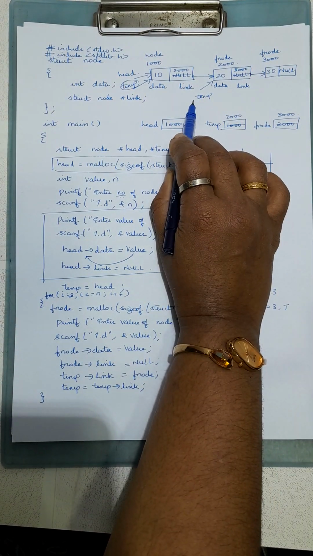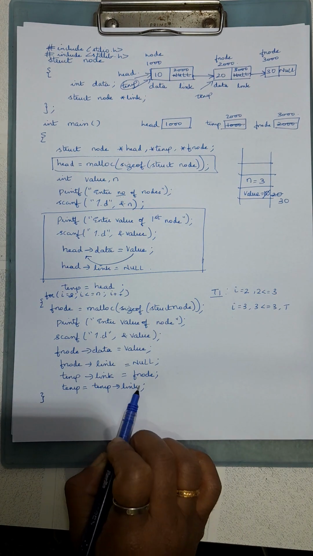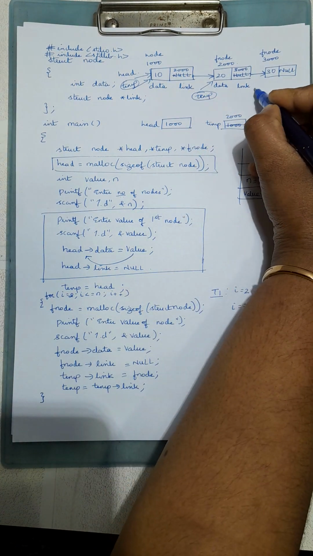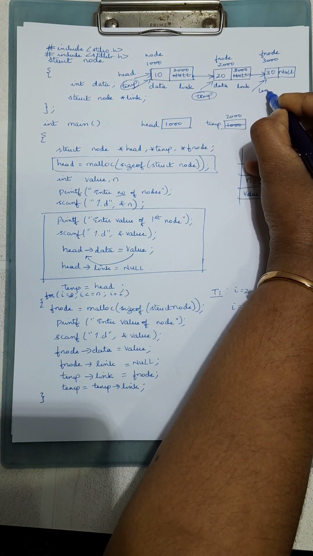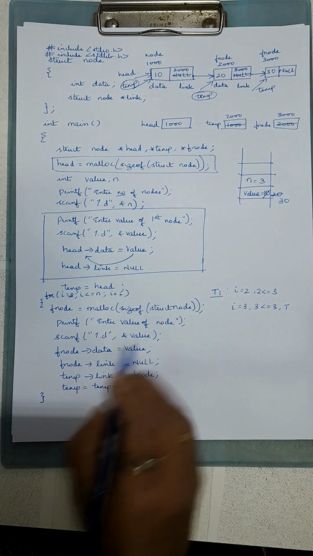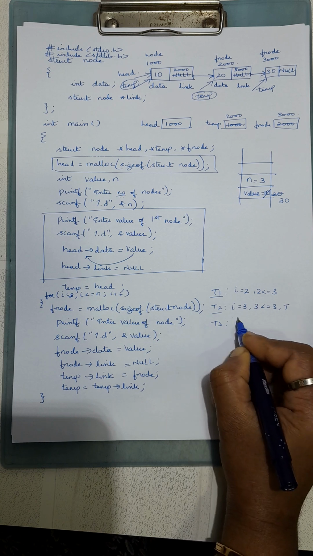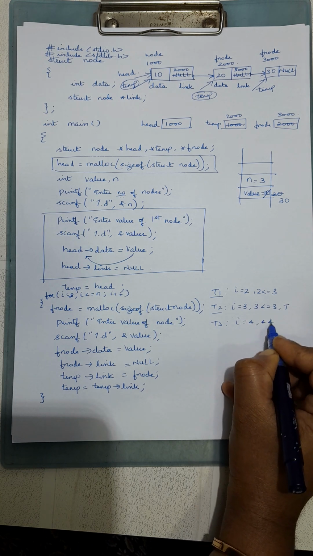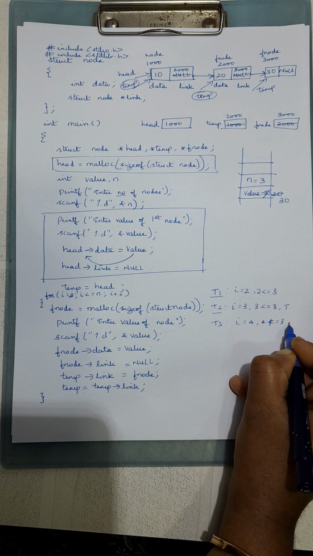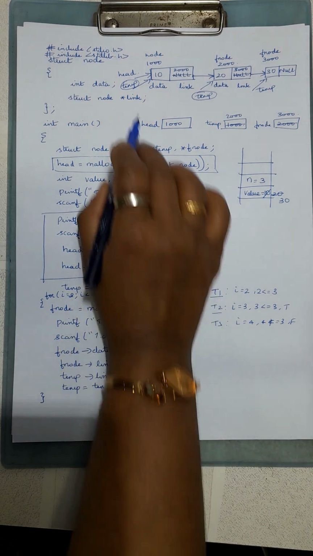Link F node. Temp pointing to link. Current temp is pointing here. Fine. Then temp is equal to temp pointing to link. So from here, temp is again moved to the next node. Then next iteration, third iteration, I is equal to 4. 4 is not less than or equal to 3. So it is false, so it comes out. So this is how it creates.